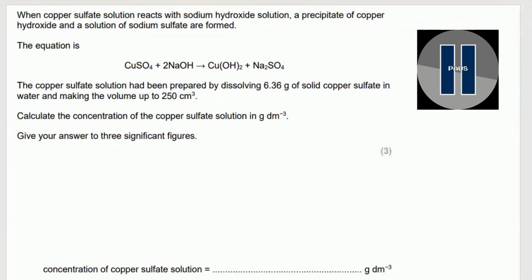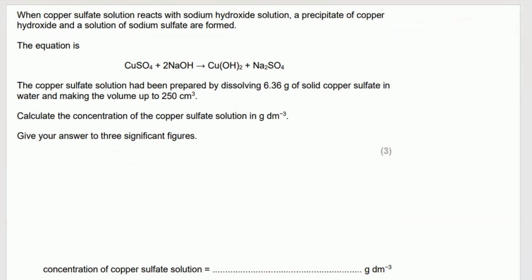Pause the video. Have a go. Okay, let's get into this one. When copper sulfate solution reacts with sodium hydroxide solution, a precipitate of copper hydroxide and a solution of sodium sulfate are formed. You can see the equation here. The copper sulfate solution has been prepared by dissolving 6.36 g of solid copper sulfate in water and making the volume up to 250 cm³.